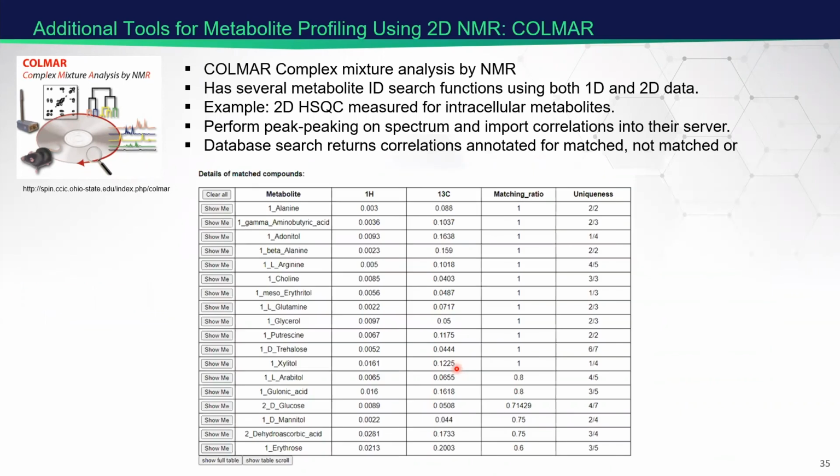And then you also get a chart talking about the uniqueness. So once again with NMR, with the exception of those that only have one peak, you have multiple features from which to make identifications. So you get uniqueness scores on how many match.